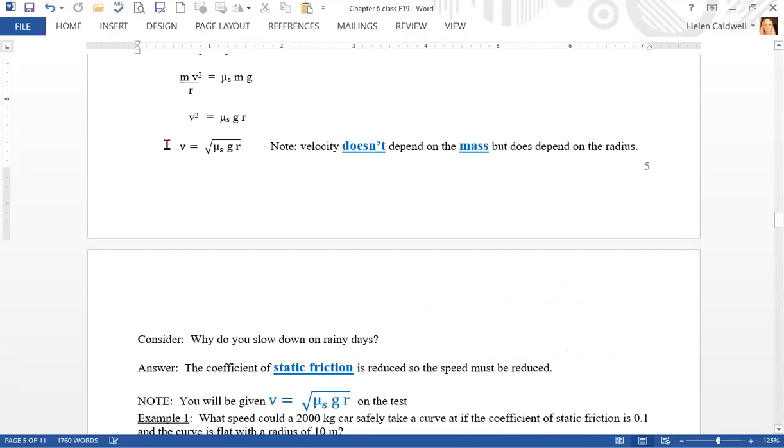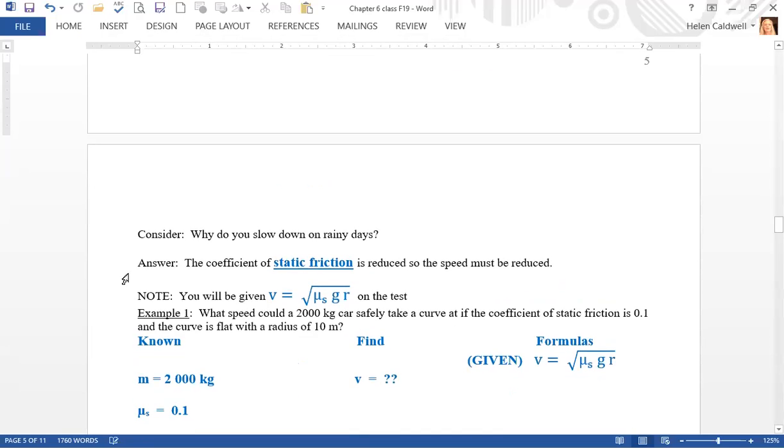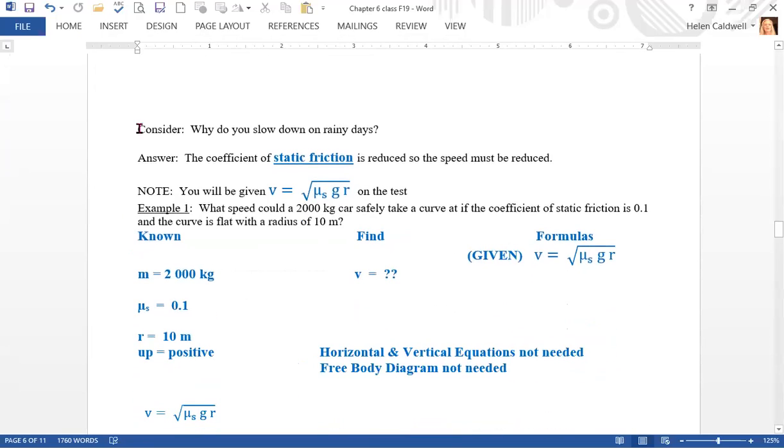And it's applicable for cars on curves, flat roads. Cars on curves, flat roads. All right, so why do we slow down on a rainy day? Well, we slow down because the coefficient of static friction is reduced. The same would be true for an icy road. We slow down because you don't have a whole lot of friction between your tires and the road.